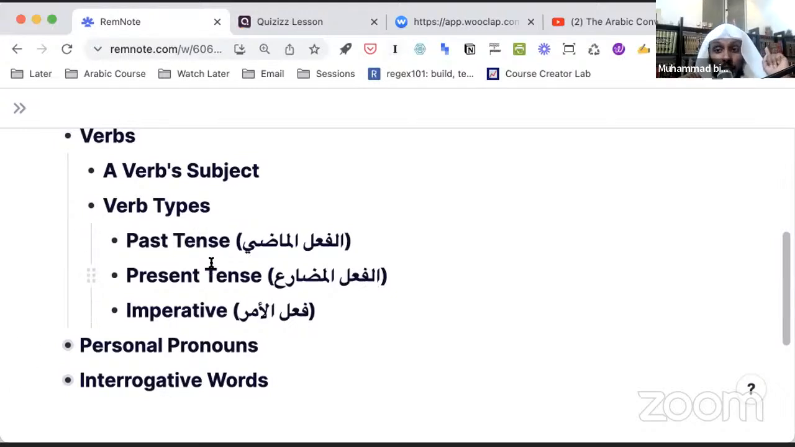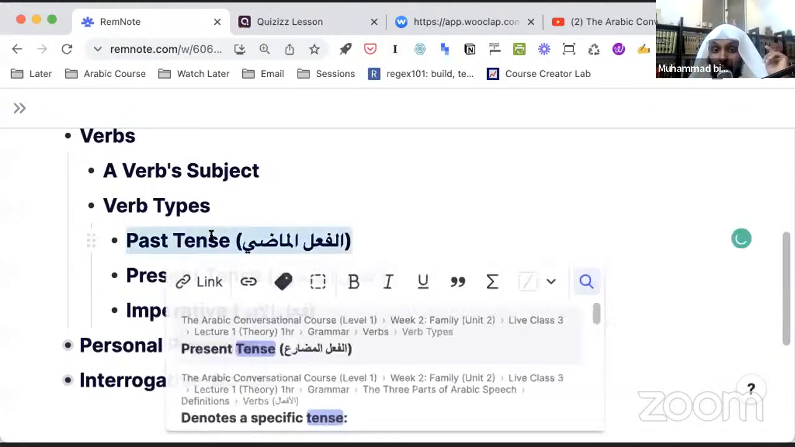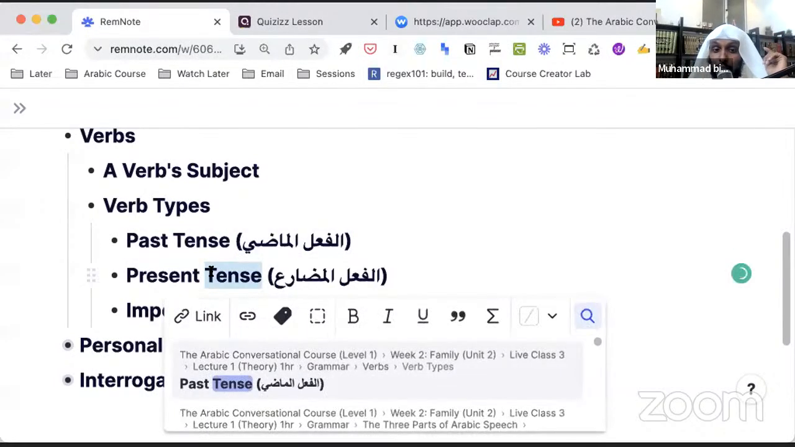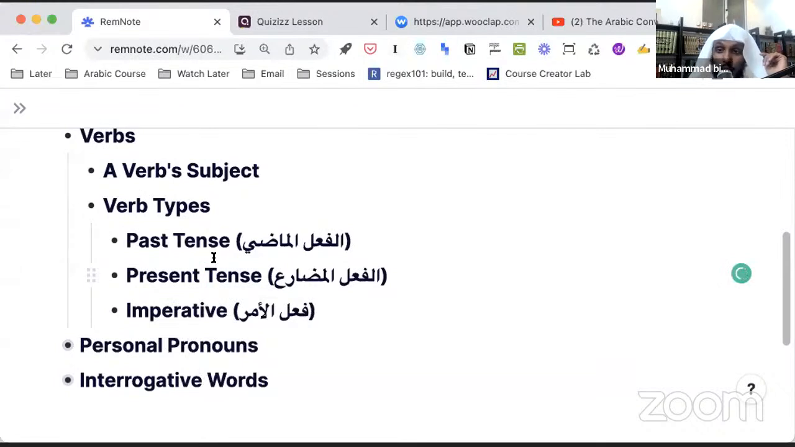I didn't call them tenses. Why? Because they're not all tenses. You have past tense, present tense, future tense, we just add a seen to it. And the third one is what we call fi'l amr, the imperative mood, as they call it in English. It's not really a different tense. It's just that when you command someone to do something, that's a different type of verb. And why do they specifically mention these three types of verbs?